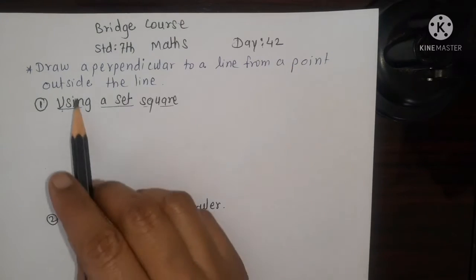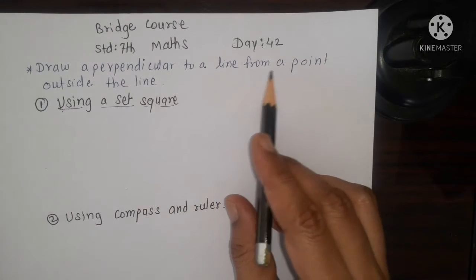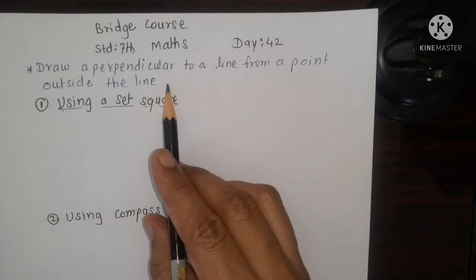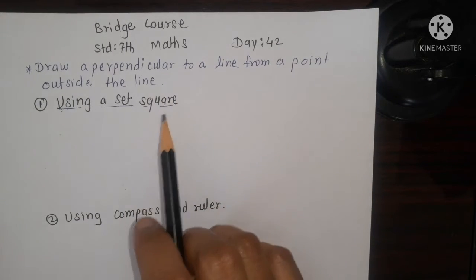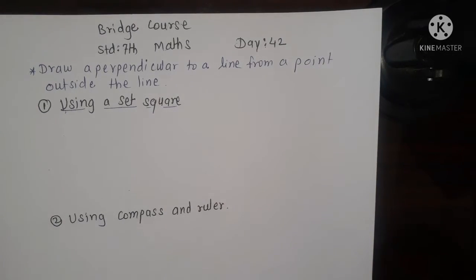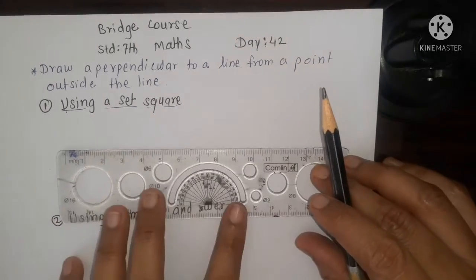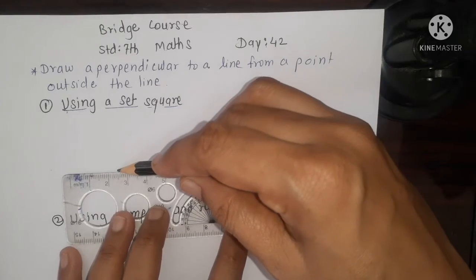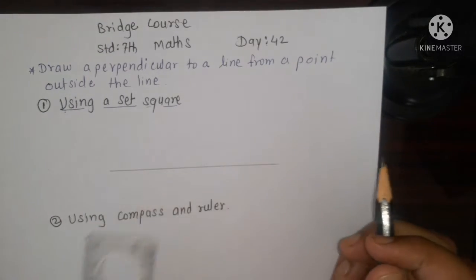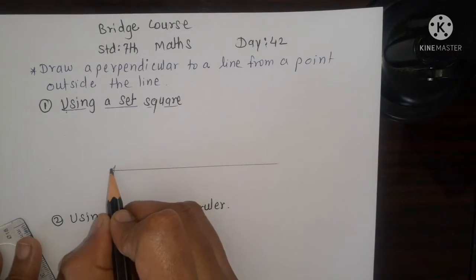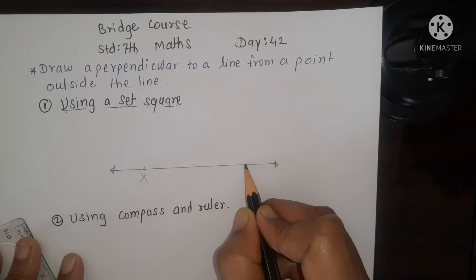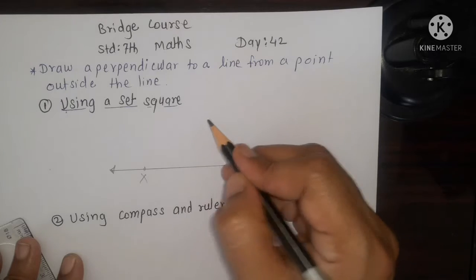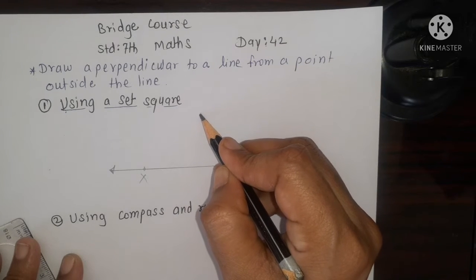Day 42. Draw a perpendicular to a line from a point outside the line. We can first use a set square. We can first draw a line, line XY.